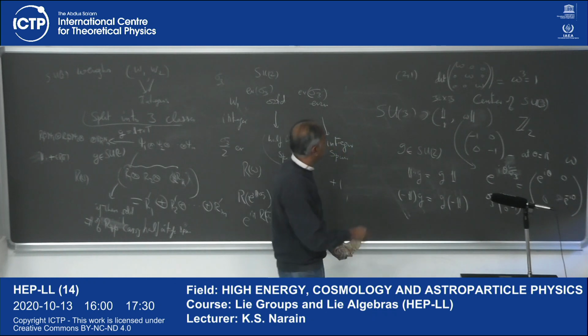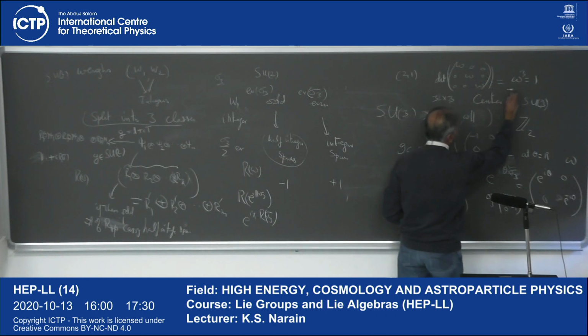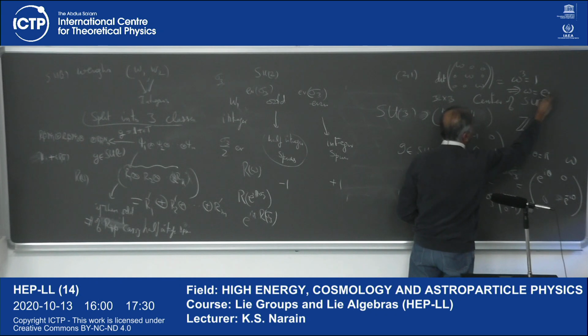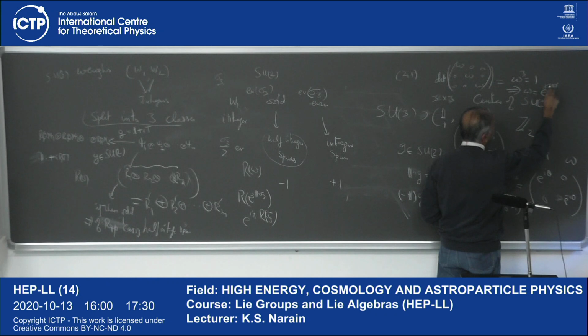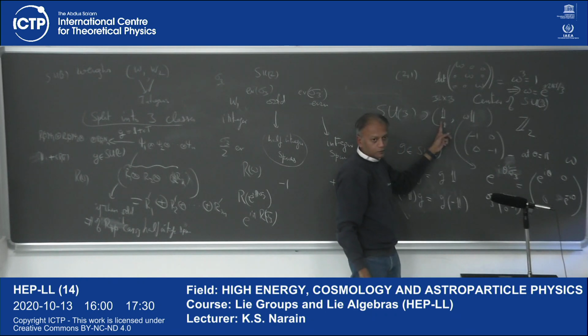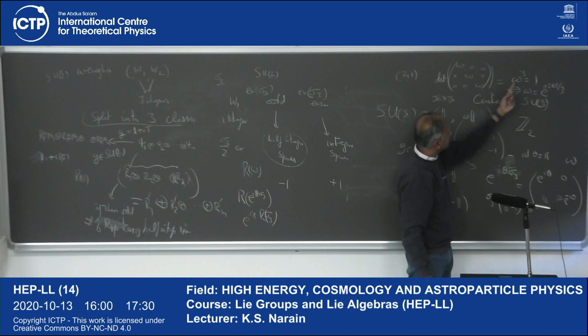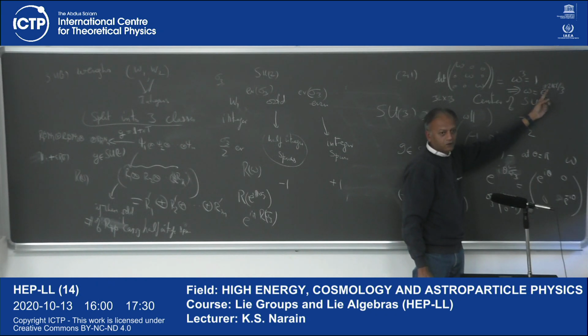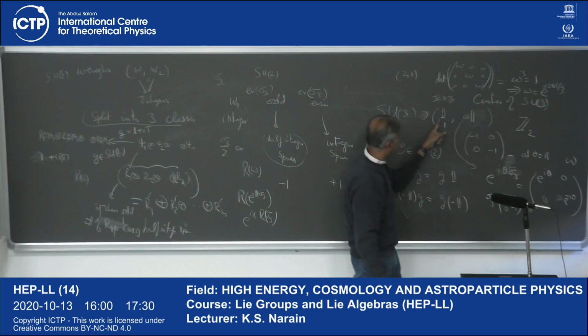So this implies that omega is e to the power of plus or minus 2 pi i over 3. Of course, you could have also just 1, but that 1 has already been included here. There are 3 solutions: omega equal to 1, omega equal to e to the 2 pi i over 3, or omega equal to e to the minus 2 pi i over 3.